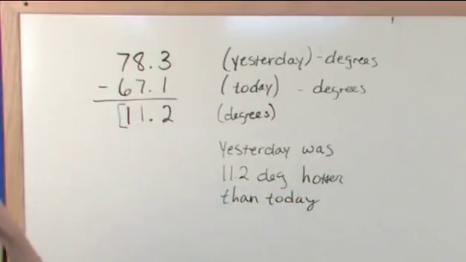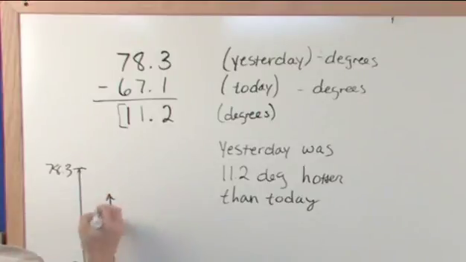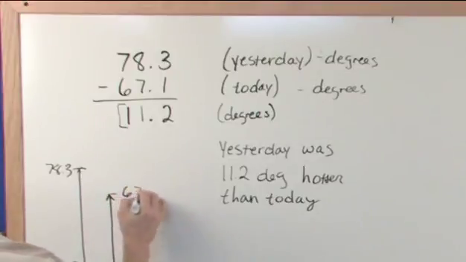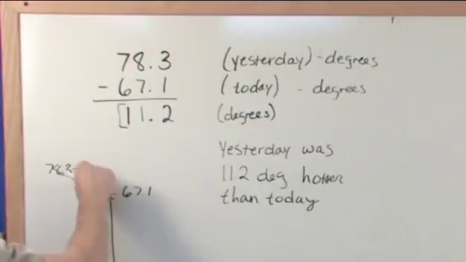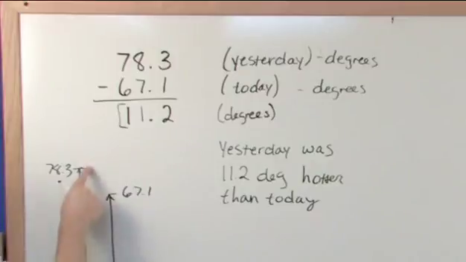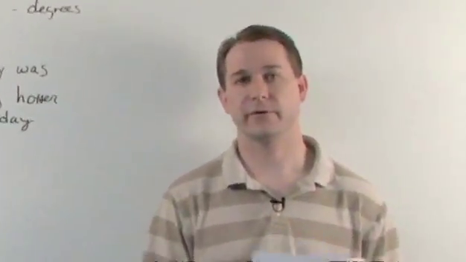So basically what you've done is you found, here is yesterday up here at 78.3, right? And today is over here, and today is like 67.1. So what you've done, and this is the temperature here, by subtracting them is you found out how much hotter it was. What is this distance here? How much hotter was yesterday than today? It was 11.2 degrees hotter, or 11.2 degrees higher. Okay, so you're comparing two numbers together, so you have to use your subtraction.